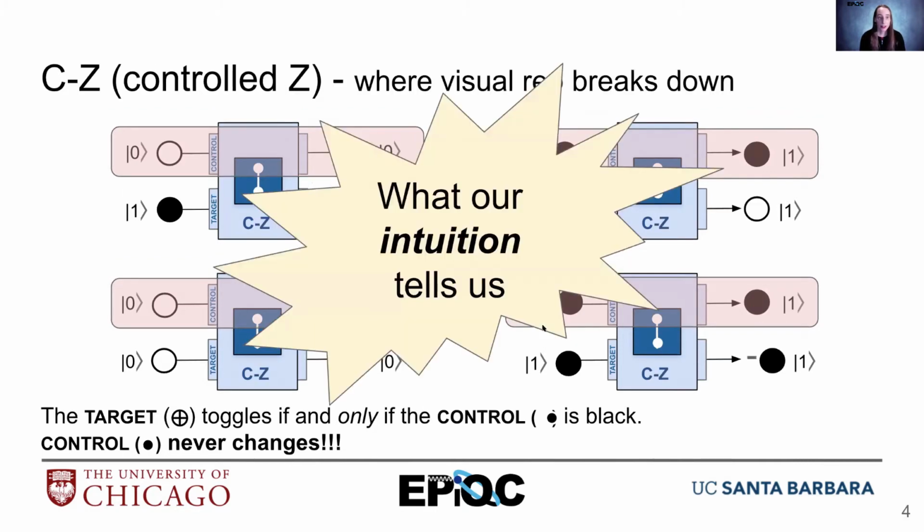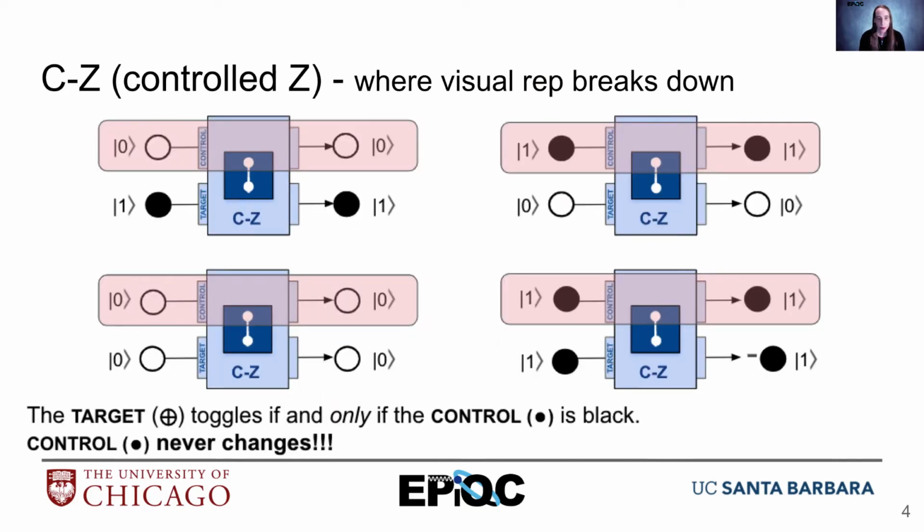Okay, let's look at what a controlled Z looks like. And we'll start out by doing it with what our intuition would tell us. How should a controlled Z work if it works in a similar way as a CNOT? And so what we would think is that it would only change the phase if the control ball is black.